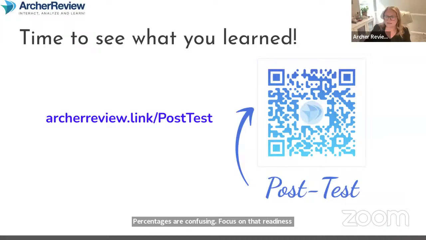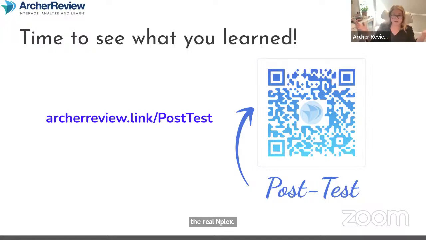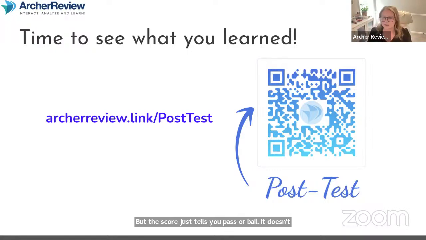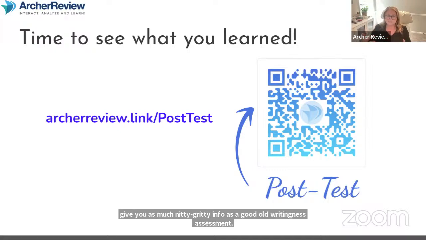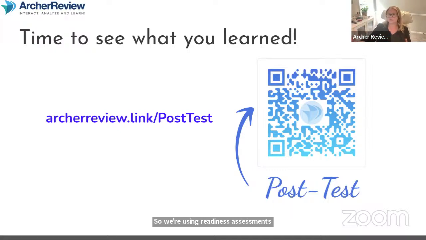What about the computer adaptive tests? Those are wonderful to do about once a week for testing endurance. That's going to help you be prepared for those 150 questions, get a very similar experience to the real NCLEX, but the score just tells you pass or fail. It doesn't give you as much nitty-gritty info as a good old readiness assessment. So we're using readiness assessments to predict our chance of passing. We're using CAT exams to get ready for that testing endurance.